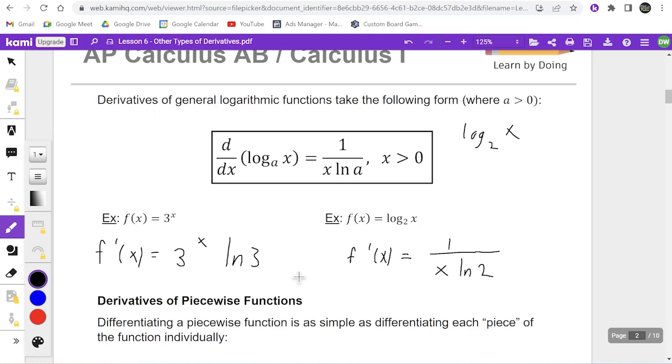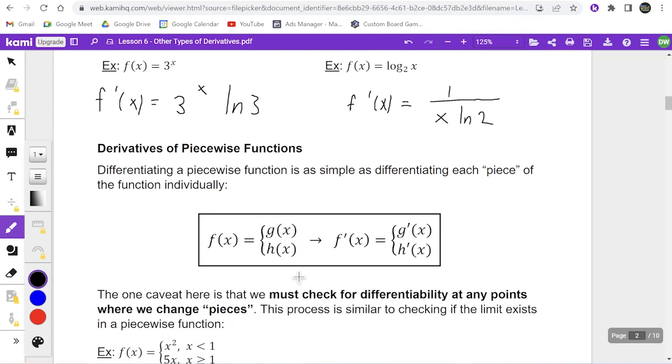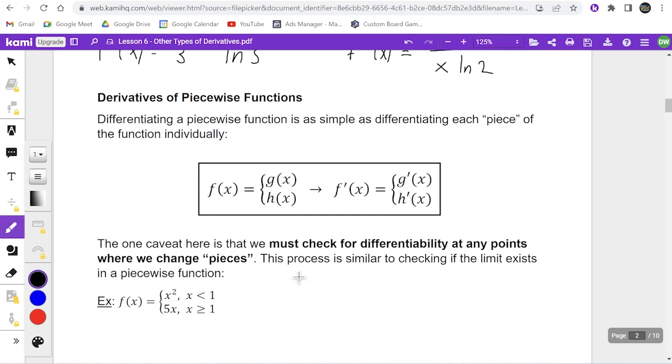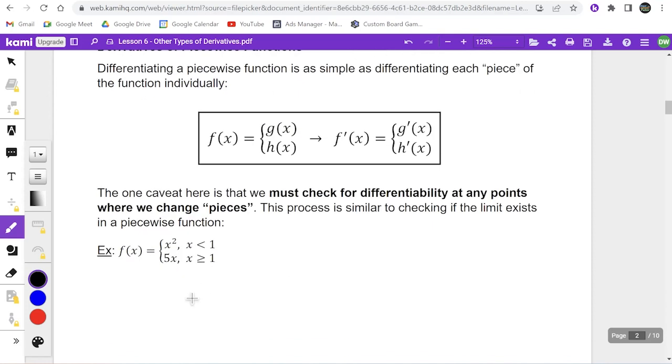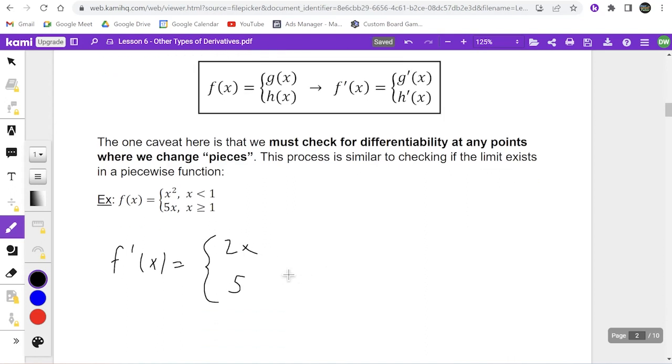Okay. Next up, we're going to be talking about derivatives of piecewise functions. Piecewise functions are the ones that have a top part and a bottom part for different portions of x. Even if you don't know how to graph them, that doesn't really matter. The derivative of these functions is actually really easy. All you have to do is take the derivative of the top and the bottom separately. Here's what it looks like. F prime of x equals: the top part, the derivative of x squared is 2x; the bottom part, the derivative of 5x is just 5. Really easy stuff here.